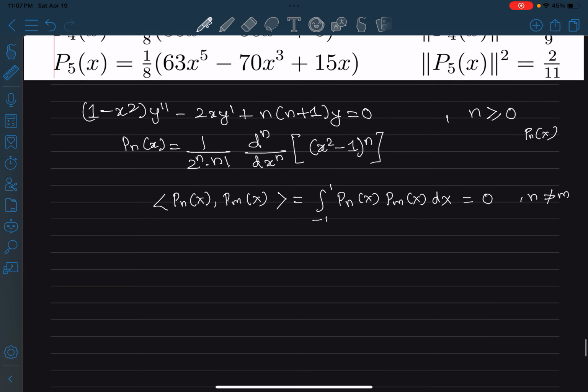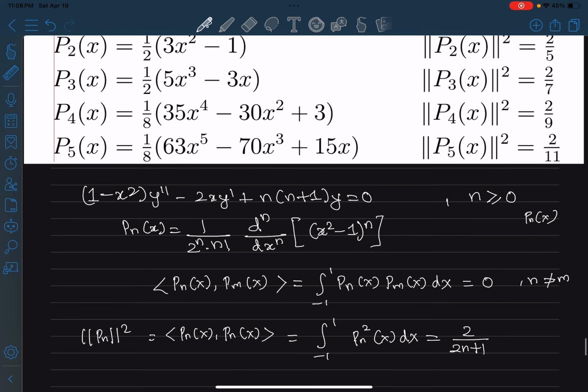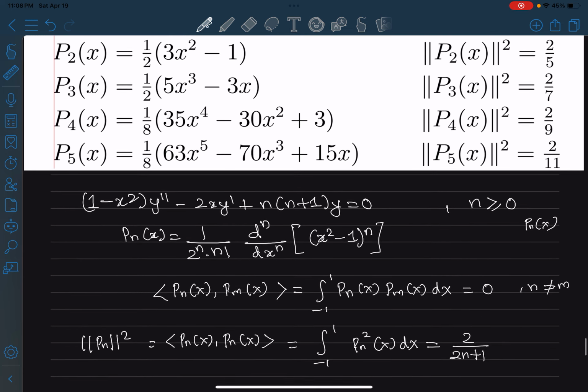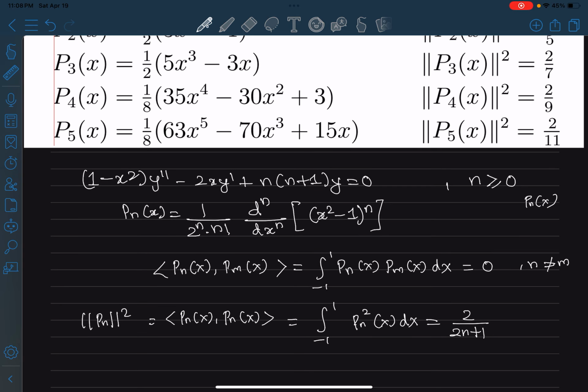Again, just like in the case of vectors, we knew that the inner product with itself gives us the magnitude squared. So the inner product with itself gives us the magnitude squared, and this one is just the integral from -1 to 1 of P sub n squared of x dx. Now this one is always 2 by 2n plus 1. And our goal is to prove that the magnitude of this Legendre polynomial is always 2 by 2n plus 1.